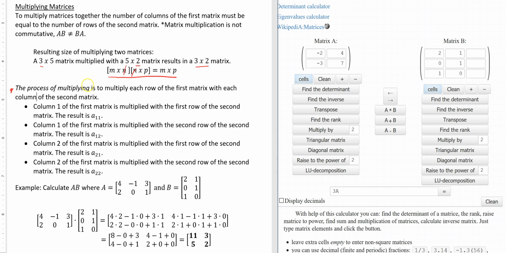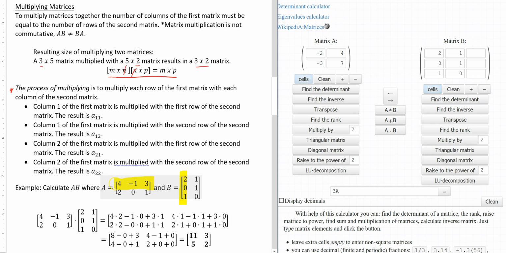The process of multiplying is to multiply each row of the first matrix with each column of the second matrix. So for example, if I take row 1 of the first matrix, it needs to be multiplied with the first column of the second matrix. Let me highlight those. The first row needs to be multiplied with the first column. Now down below, I've shown you those details. I'll get to them in a moment.